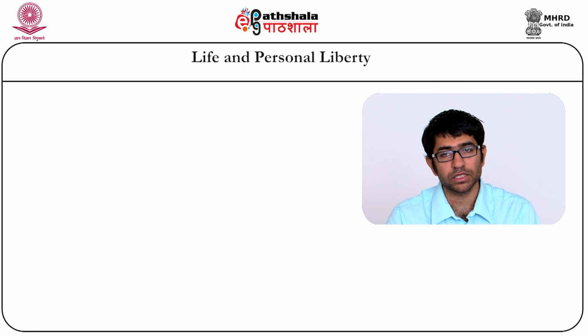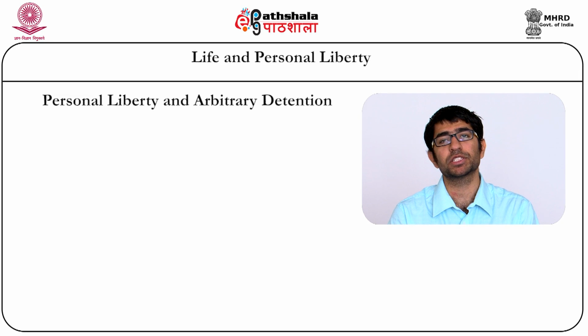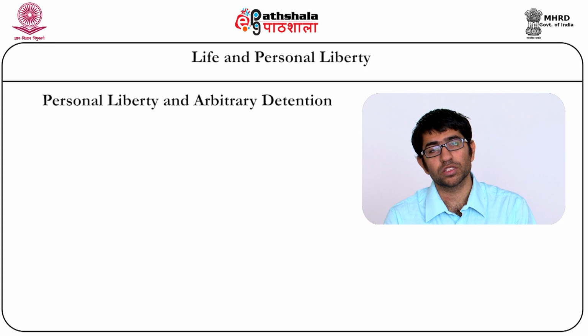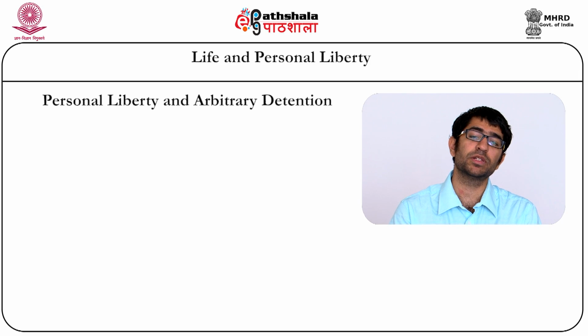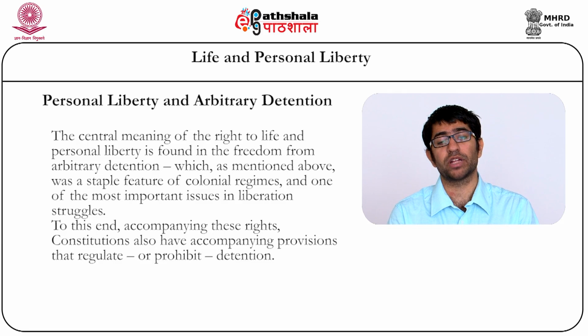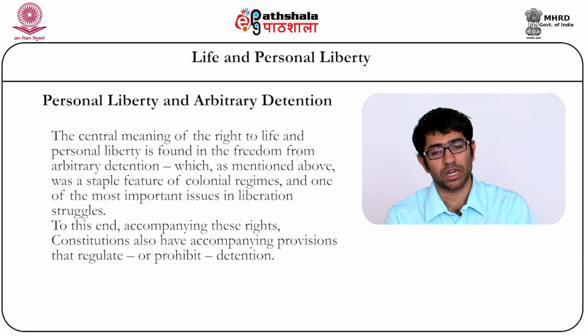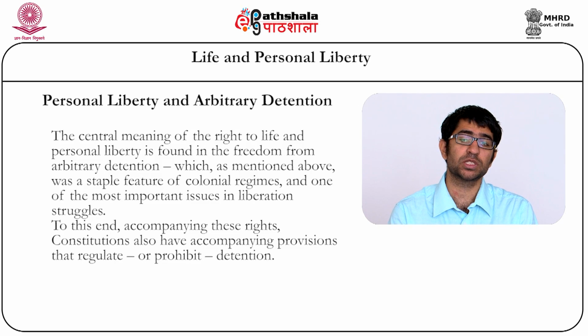Now, as we discussed a little while ago, given that arbitrary detention and arbitrary deprivation of liberty was a central feature of colonial regimes, the first aspect to examine is the relationship between personal liberty and arbitrary detention. And so, the central meaning of the right to life and personal liberty is found therefore in the freedom from arbitrary detention, which, as we mentioned above, was a staple feature of colonial regimes and also one of the most important issues in liberation struggles.